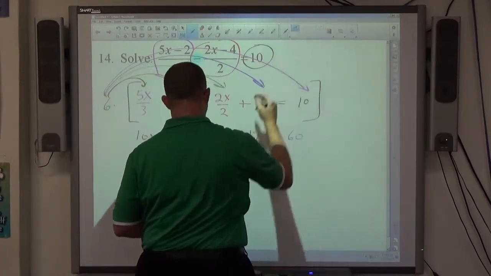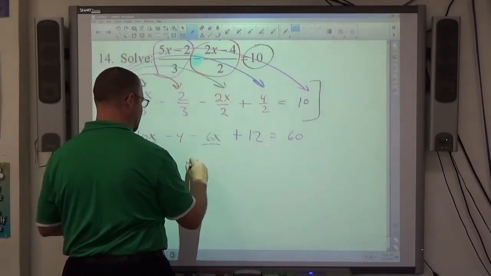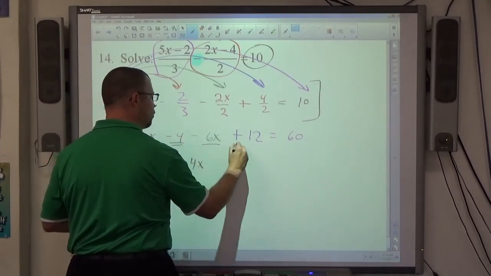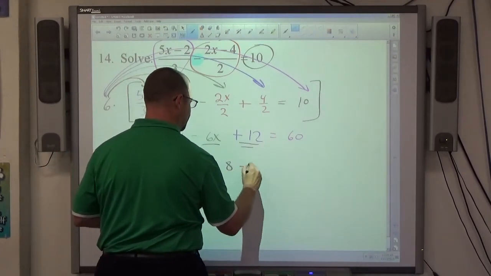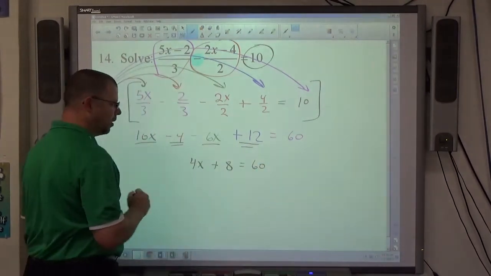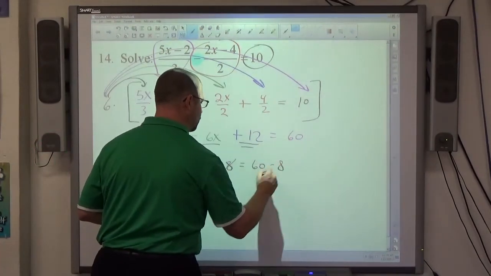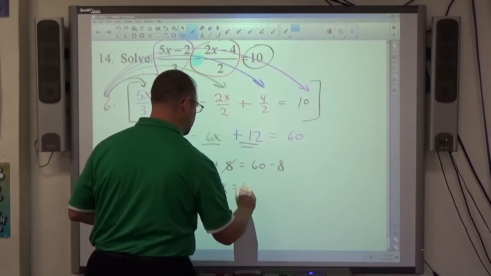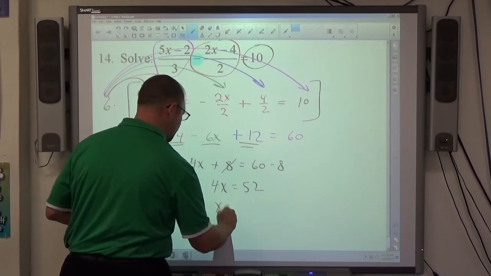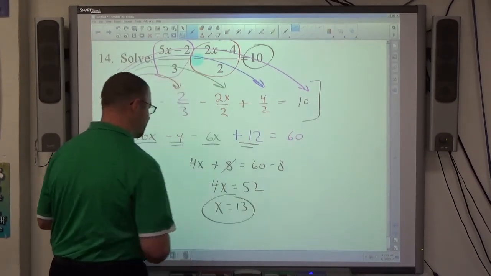So what's left is to simplify. 10x minus 6x is 4x. Negative 4 plus 12 is positive 8. 4x plus 8 equals 60. We move the 8 over here, subtract. We're going to get 4x equals 52. We divide by 4, we get x equals 13.